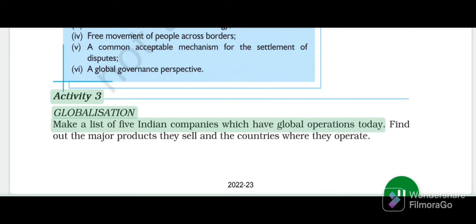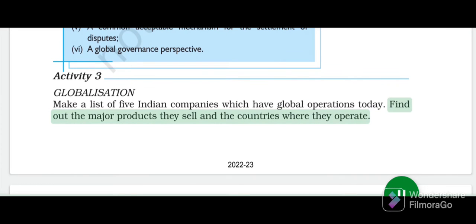Activity 3 Globalization. Make a list of 5 Indian companies which have global operations today. Find out the major products they sell in the countries where they operate.